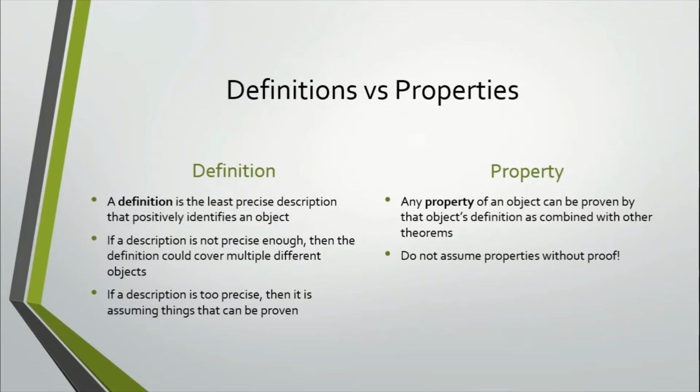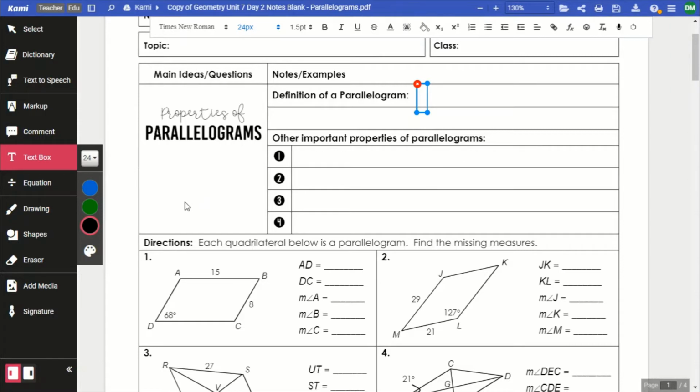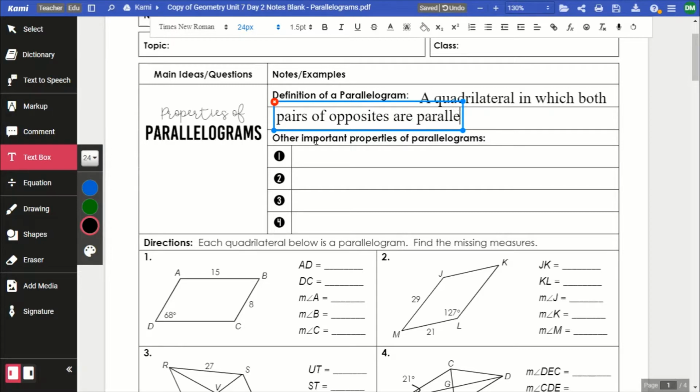So let's move along and look at parallelograms. Let's come up with a definition of a parallelogram, and then we're going to be able to come up with some pretty important properties of that parallelogram. So our definition of a parallelogram is going to be as follows. It's a quadrilateral, meaning it has four sides, in which both pairs of opposite sides are parallel.